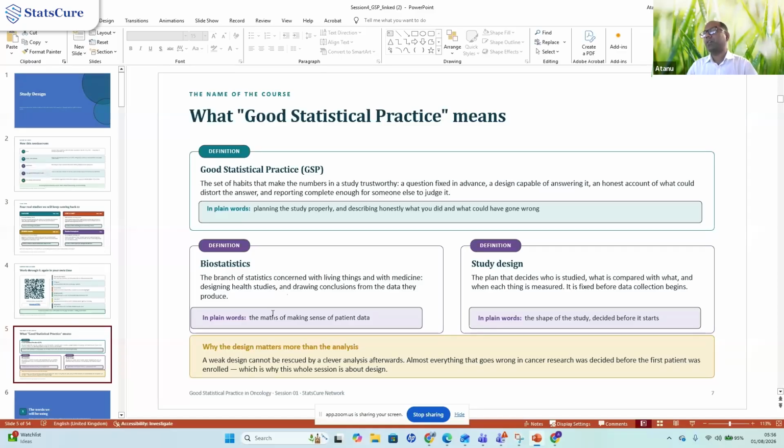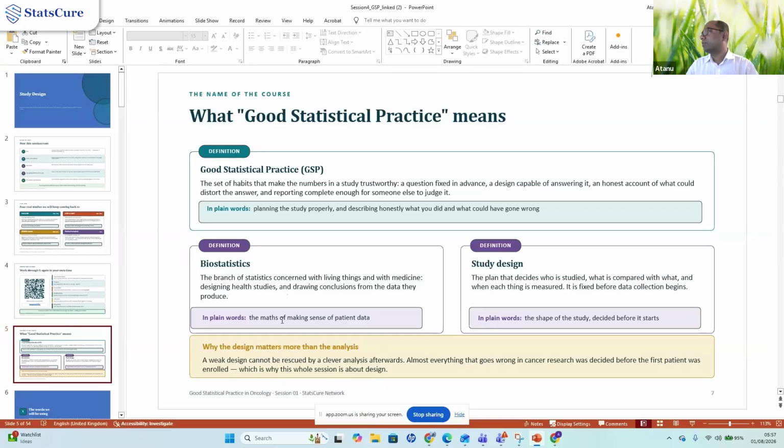You might have heard this: if you want to conduct any study, you have to follow this practice, just like good clinical practice, which is called GCP. Similarly, GSP stands for good statistical practice, and it needs to be implemented irrespective of whether it is a clinical trial or a non-clinical trial. Everywhere it is very much relevant, and there are biostatistics and study design. These two portions go hand in hand.